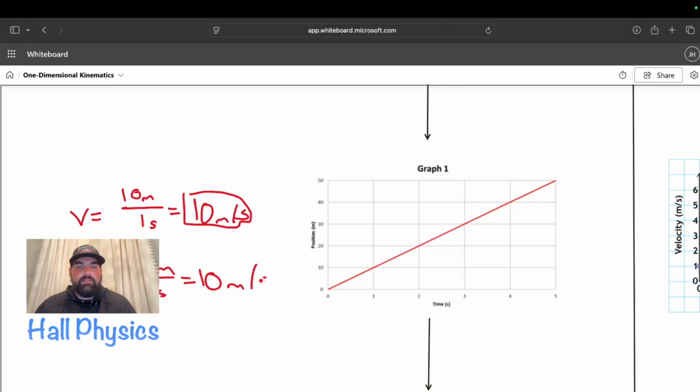So that's our position versus time graph. That helps us determine an object's velocity. You can determine an object's velocity without having any numbers. You can interpret the graph, find the slope, and it'll help you out. Let's move on to the next type of graph.